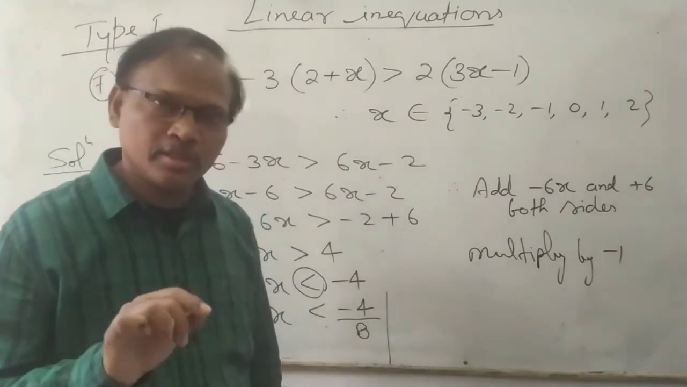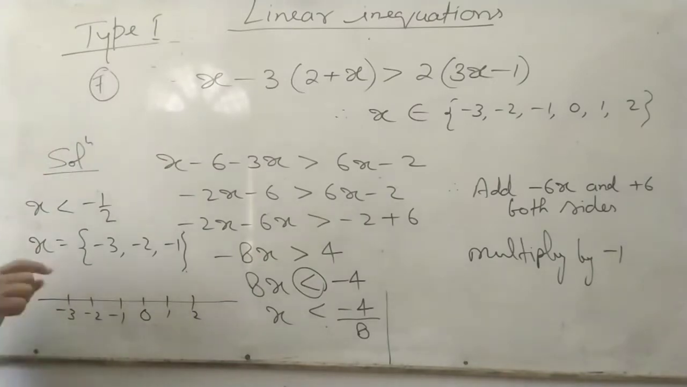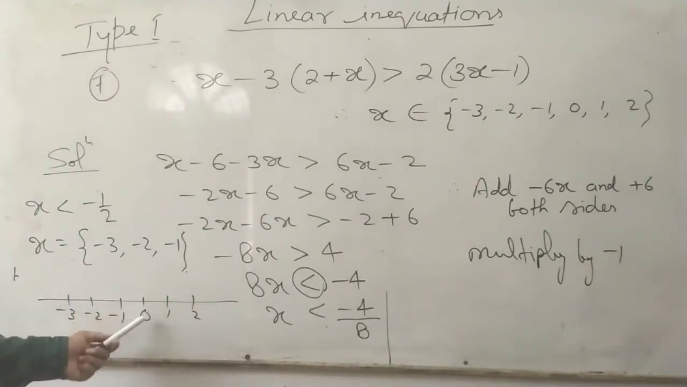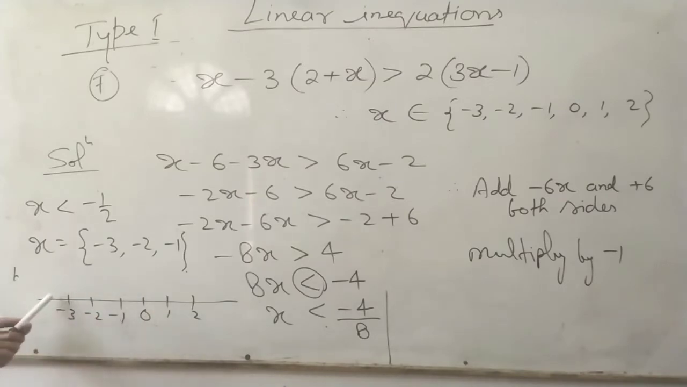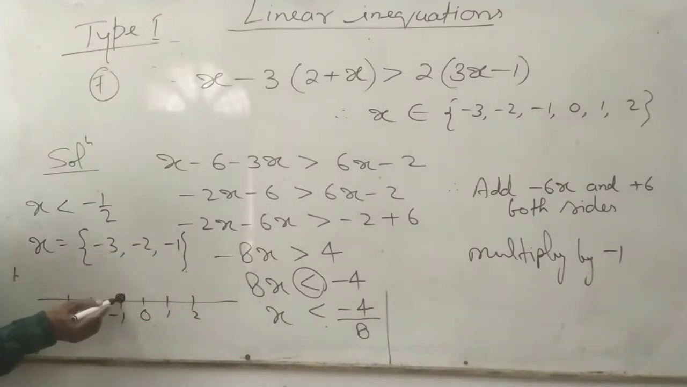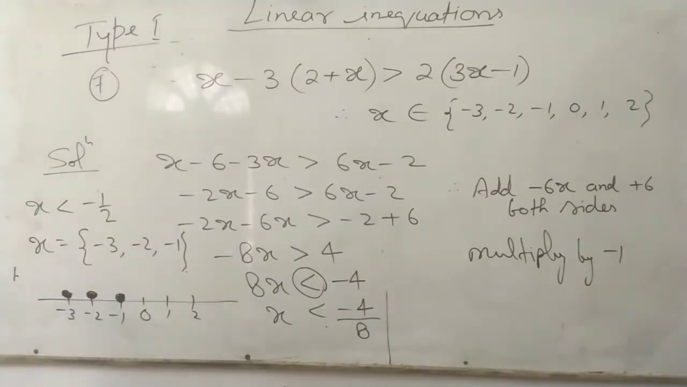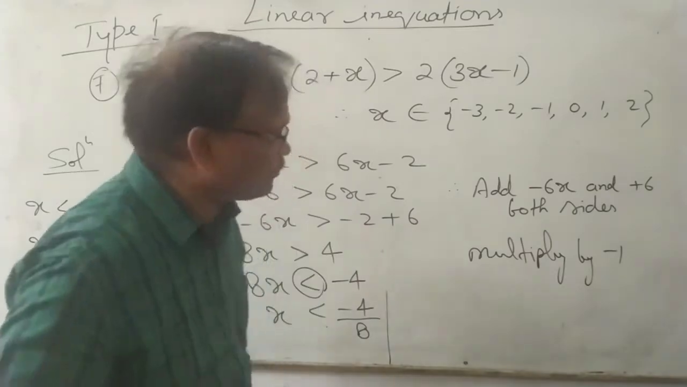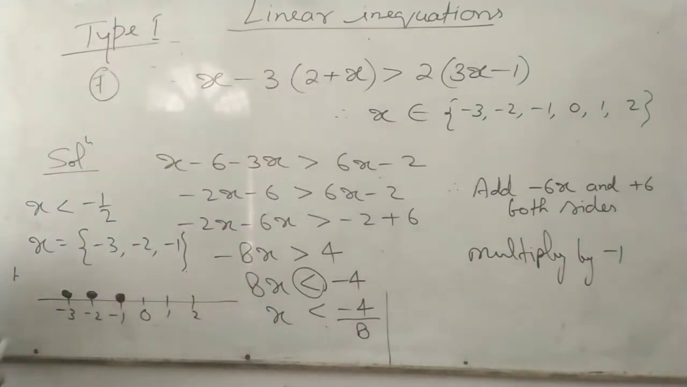Next, represent on the number line. How to represent? Draw the number line, in the middle is 0. Then on the left-hand side, -1, -2, -3, and on the right 1, 2, etc. These three numbers should have a dark circle dot on -1, -2 and -3. This is the number line. So you can see it is very simple, very easy, only addition, subtraction, multiplication, division, and you can get the answer.